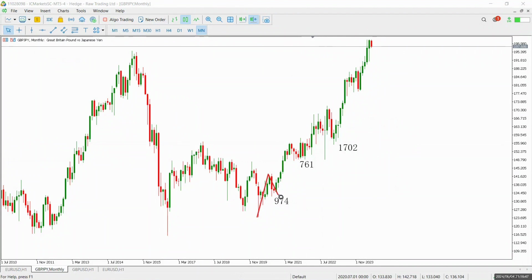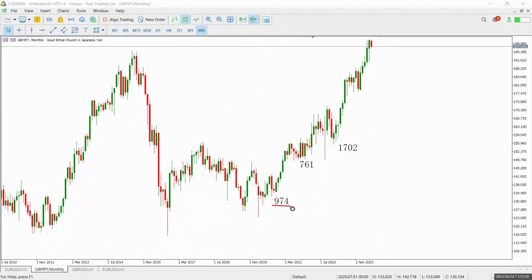Okay, so price went from 974 to establishing what? 761. Then now established a bigger one as what? 1702. Okay, so now remember that price is supposed to go from small to big fractal. Okay, not from big to small fractal. Big to small fractals should be separated. Okay, so in that case, what are we going to do?